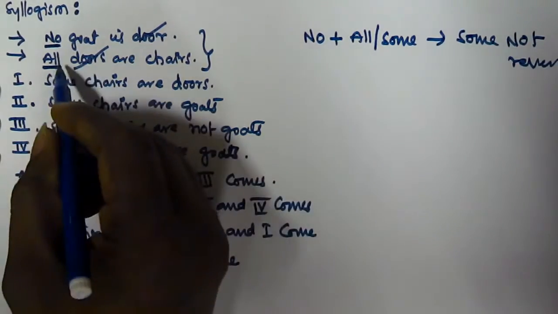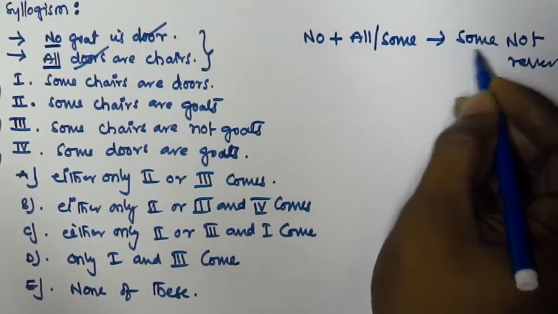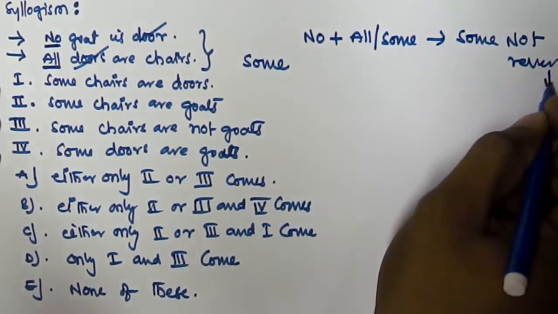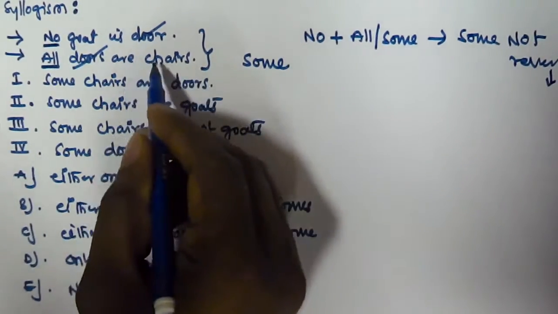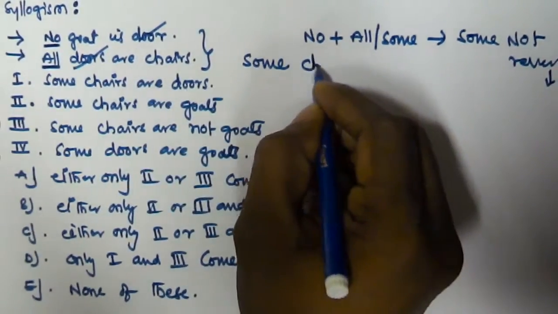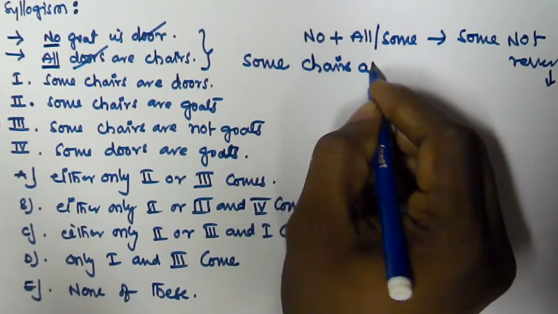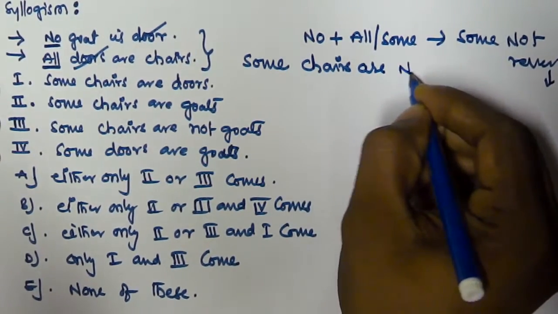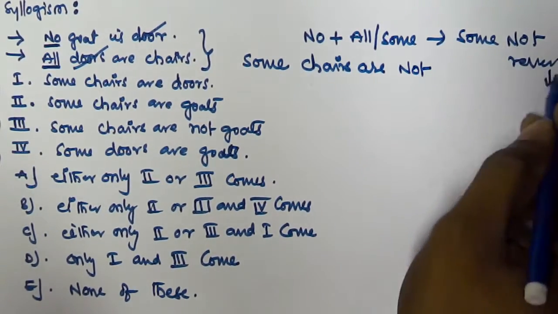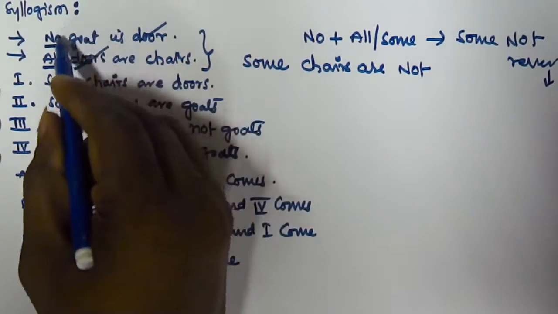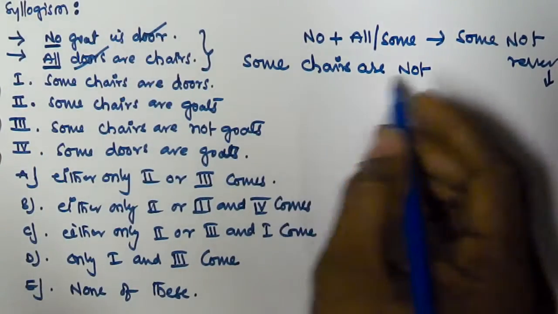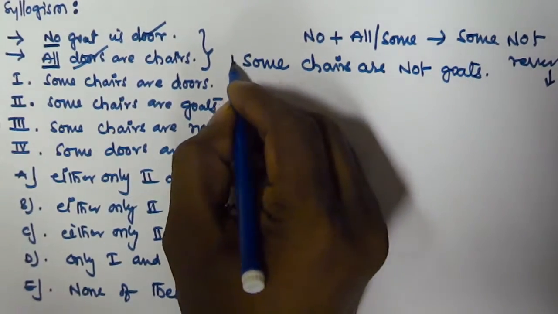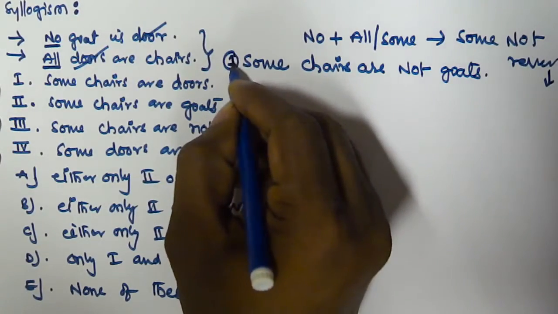So from here, no plus all, so the result is going to start with some. So some and reversed concept we use, so the predicate of the second one will become the subject. That means some chairs are, and then we take the not. Some chairs are not. So again we use the reversed concept. That means the subject of the first one will become the predicate. Some chairs are not goats.